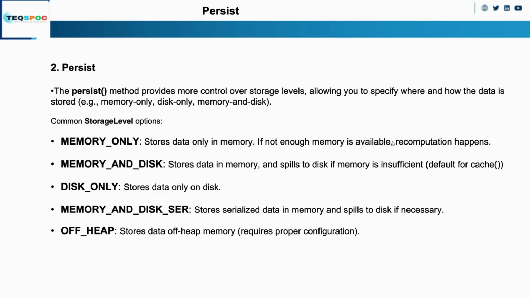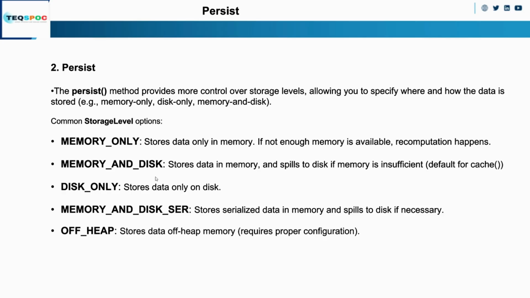Whenever I call the persist method, I am given multiple options or configurations for where I want to store the intermediate result. If I pick memory only, then it is going to store the data in memory only. And obviously, if there is not enough memory available, the recomputation happens. It may be spilled into the disk, or sometimes you may see an out of memory error. But the fact of the matter is that I am forcefully putting the data into memory.